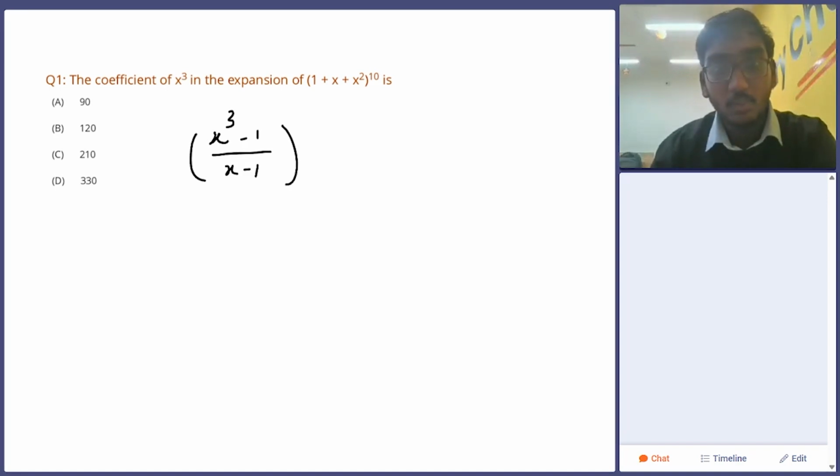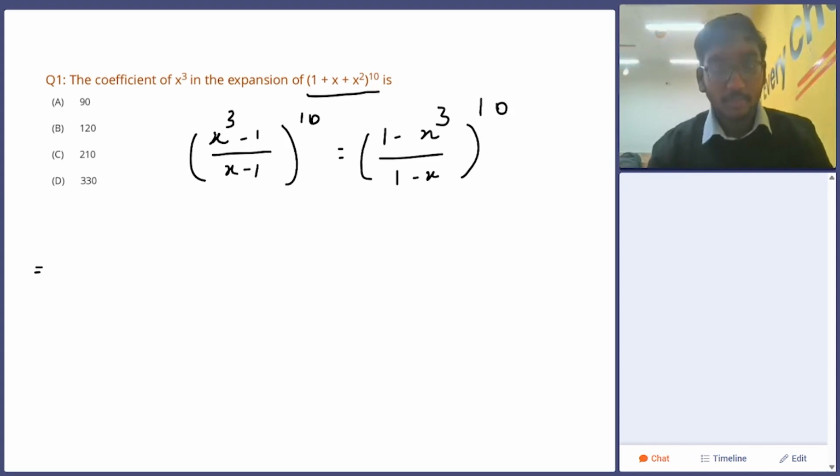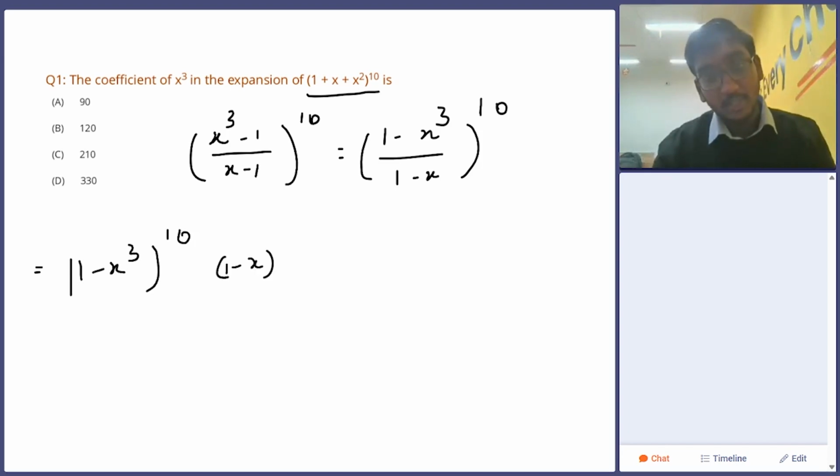And when you take the power of 10, you can write this in this way also: (1 minus x cube) divided by (1 minus x), by pulling out the negative sign from both the numerator as well as the denominator. So the expression given in the question can be written in this form: (1 minus x cube) power 10 times (1 minus x) power negative 10. In this way you can write the expression given in the question.